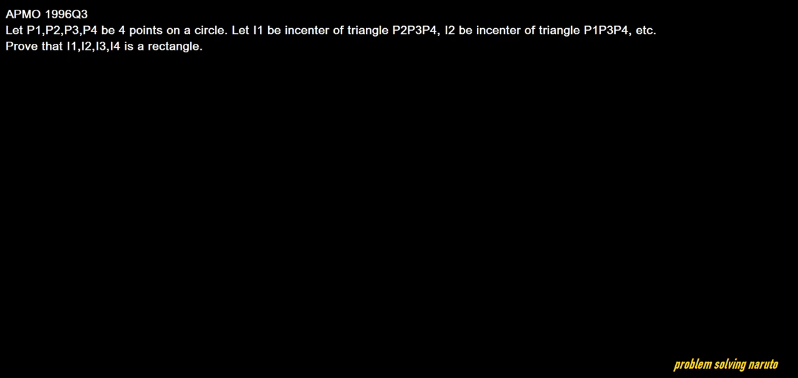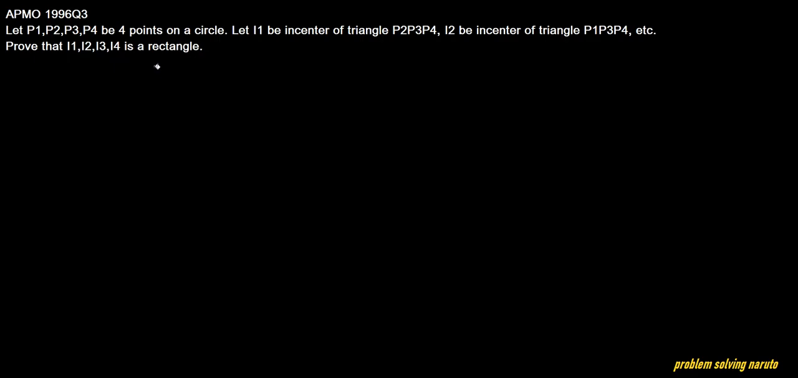Here is a geometry question from the APMO 1996. We have 4 points on a circle, which gives you a cyclic quadrilateral. Let I1 be the incenter of triangle P2, P3, P4. I2 is the incenter of triangle P1, P3, P4, etc. So we have 4 incenters I1, I2, I3, I4. Prove that I1, I2, I3, I4 is a rectangle.